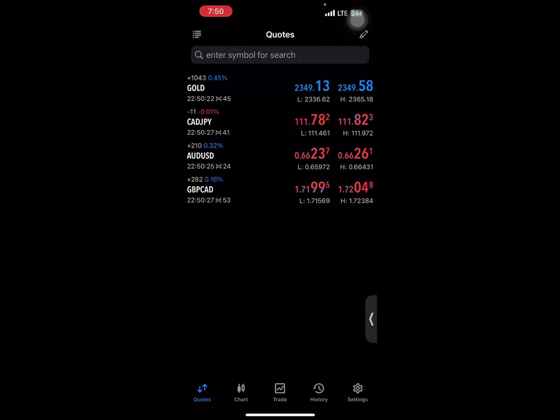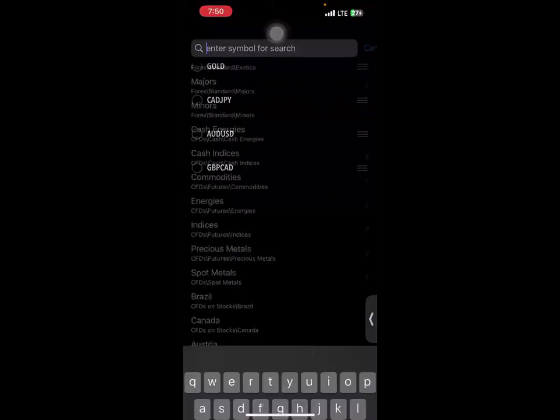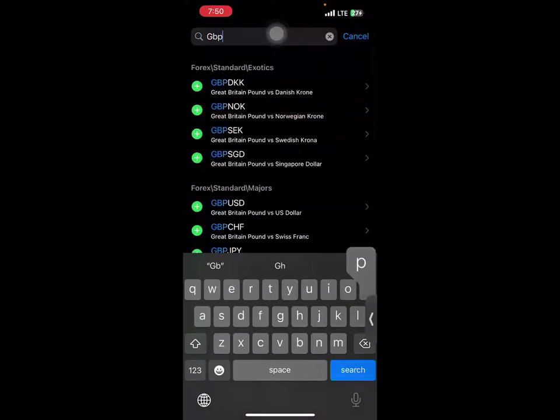So let's say, for example, we're not searching for gold. We want to search for GBP USD. The first thing you want to do is to click on the pencil icon at your top right, and then search GBP USD. All right, that is GBP USD.